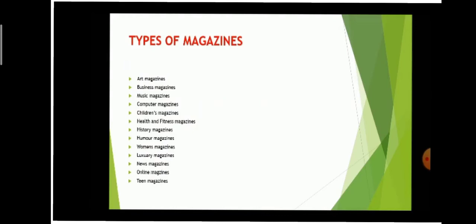Now, what are the types of magazines? There are many types of magazines. Here are art magazines, business magazines, music magazines, computer magazines, children magazines, health and fitness magazines, history magazines, humor magazines, women's magazines, luxury magazines, news magazines, online magazines, and teen magazines.